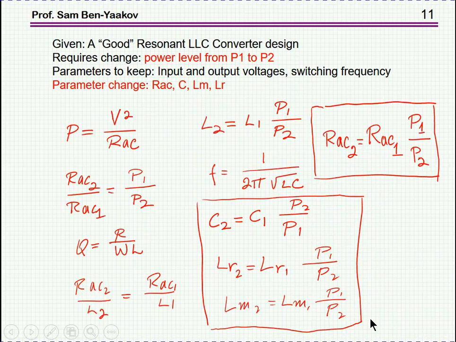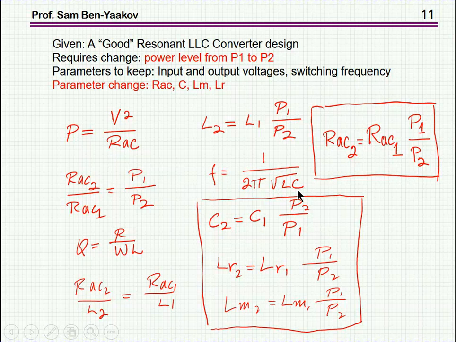Okay, let's move now to another case. Suppose we have a good design and we want to change only the nominal power level. That is, everything is the same, input voltage, output voltage, and frequency, and we want to change just the power level. So starting with the relationship of power, which is V squared over RAC, where V is the voltage on the RAC equivalent resistance, we get to this relationship when we divide it for the two cases, and again applying the definition of the quality factor, we get this relationship, and again we get an expression for L2 where, of course, the frequency F is 1 over 2 pi square root of LC.